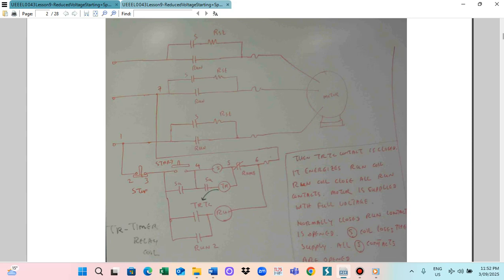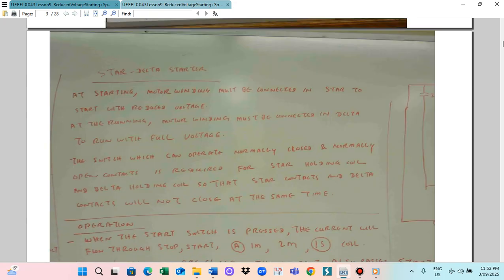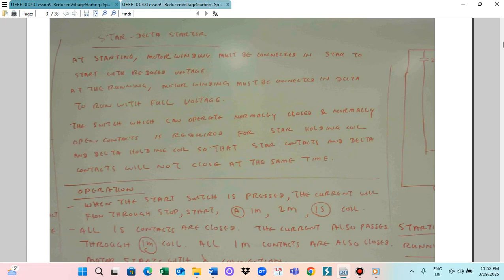So this is for the star delta operation. The important point is that the star and delta contactors must not close at the same time. This means that when the star contactors are closed, the delta contactor must be open, so the delta holding coil must not be energized. When the delta holding coil is energized, the star holding coil must not be energized.